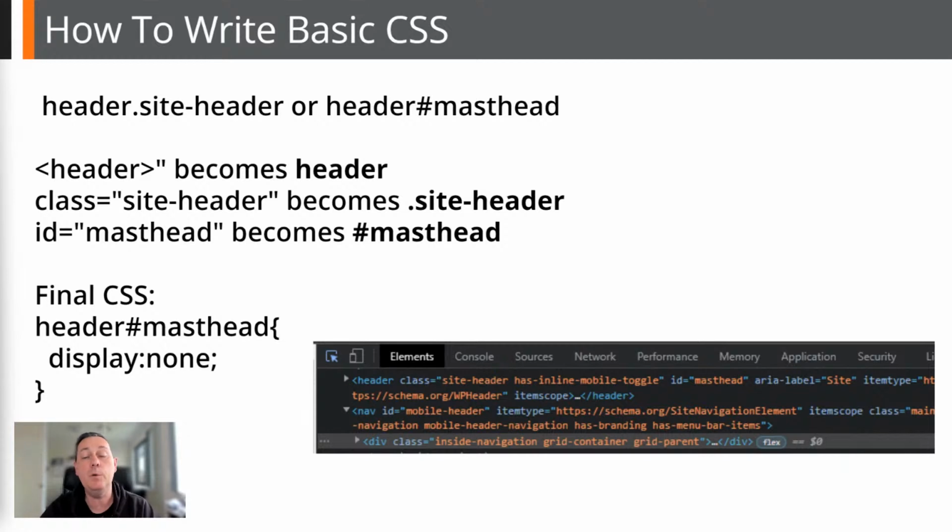Similarly, with ID, we've got an ID equals masthead. That becomes #masthead. So when we're talking about IDs, we put a hash at the beginning. For classes, we put a dot at the beginning of the name.